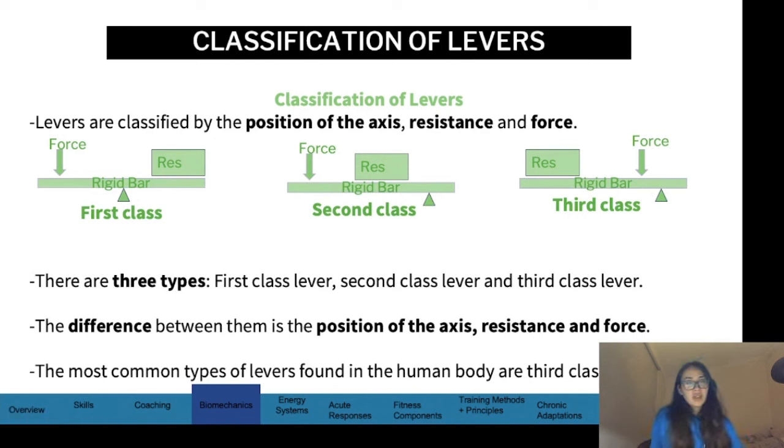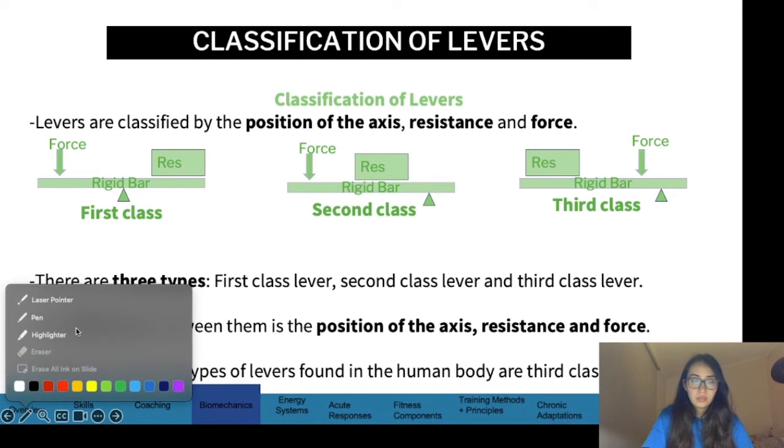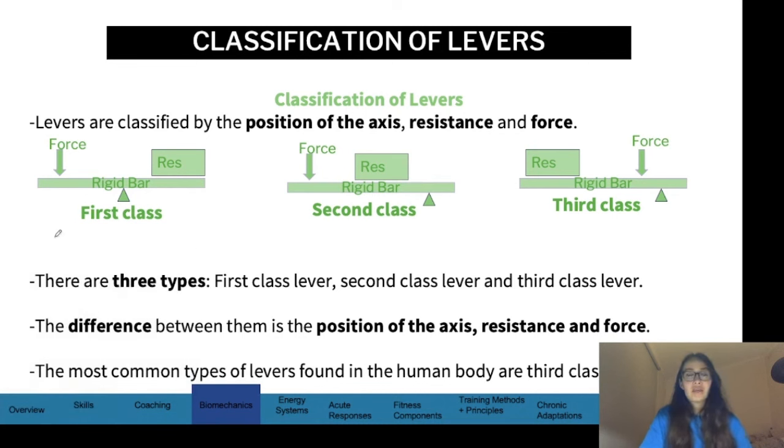So as I mentioned, there are three types of levers: first, second, and third class levers. The difference between them is where the axis, resistance, and force are located. The most common type of lever found in the body is the third class lever. Anyway, you must remember these three levers, how they're arranged, and an example for each one. So I have you covered for that, mostly.